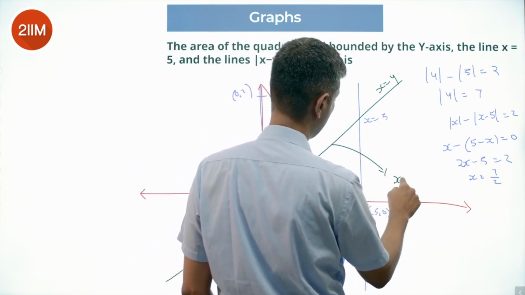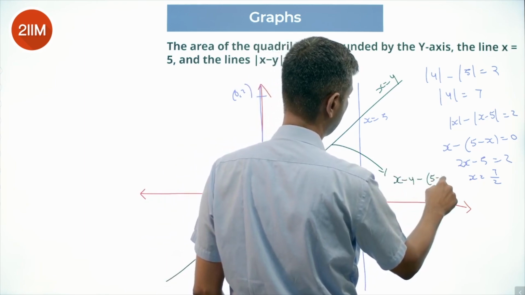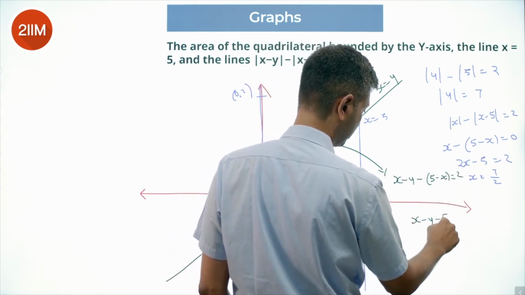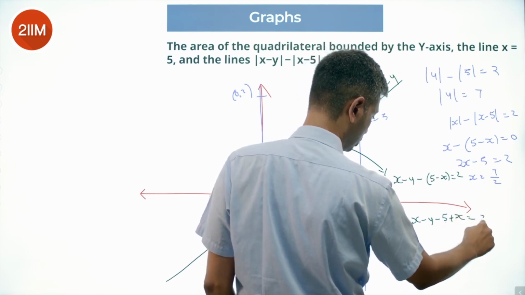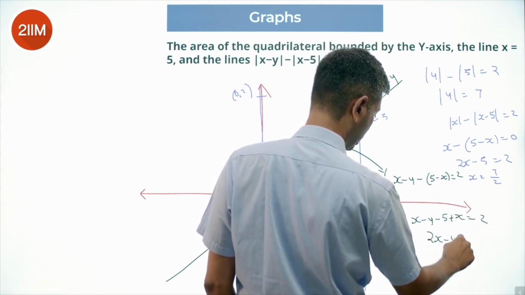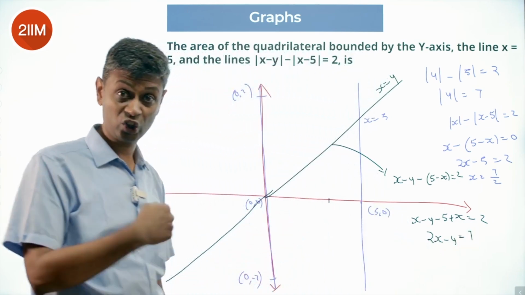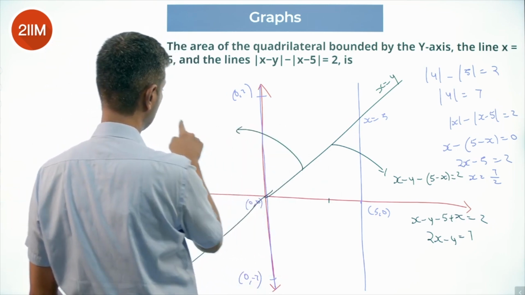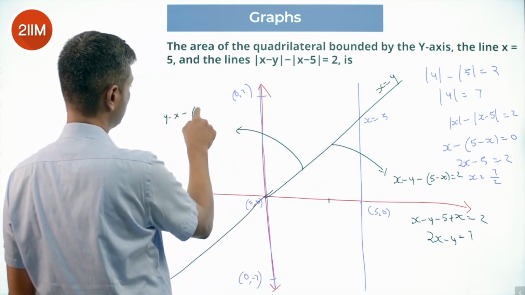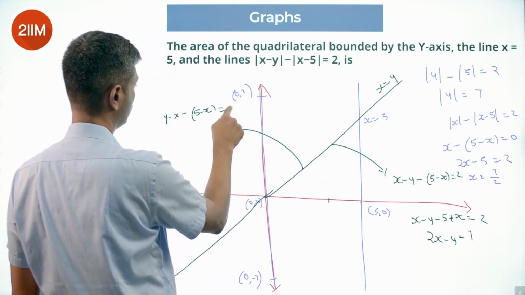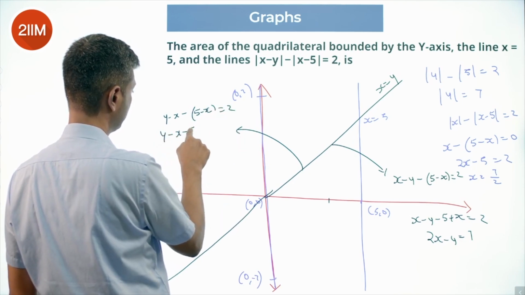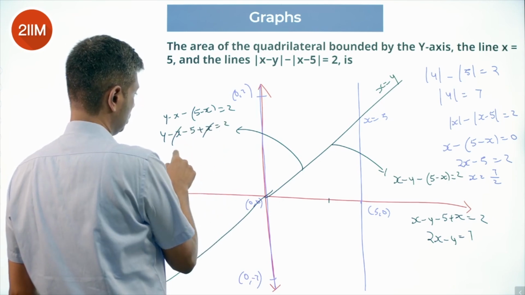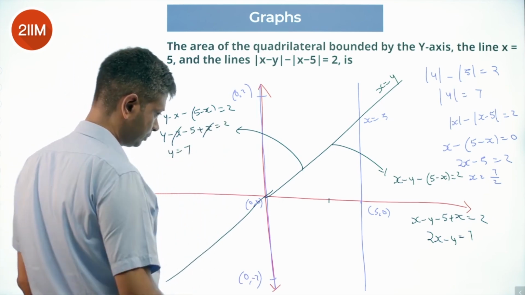So below this, my expression is x minus y minus of 5 minus x is equal to 2, or x minus y minus 5 plus x equal to 2. 2x minus y equal to 7. That's the expression on this side. 2x minus y equal to 7. Expression on this side: y minus x minus of 5 minus x equal to 2, y minus x minus 5 plus x equal to 2. This is y equal to 7.